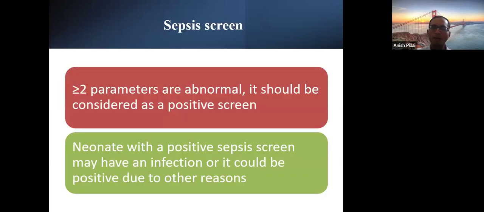And if two or more parameters are abnormal, then you consider the whole screen as a positive screen. And as it is mentioned in the green highlighted text, a neonate with a positive sepsis screen may have the infection, or it could be positive due to any other reason like inflammation, meconium, stress, or so forth. Even post-vaccine, sepsis screens are known to be positive. So you should firstly send a test only when you suspect sepsis, and with more than two parameters, your likelihood of having sepsis increases.